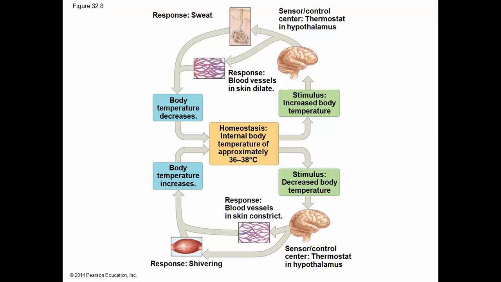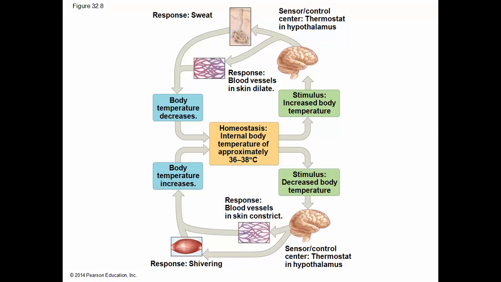Body temperature decreases, the thermostat shuts off cooling mechanisms. Then we go back into the internal part of this mechanism, which is homeostasis. The internal body temperature is 36 to 38 degrees Celsius, so 98.6 Fahrenheit is internal body temperature. Okay, so then we go to the stimulus where it decreases body temperature, such as when in cold surroundings.